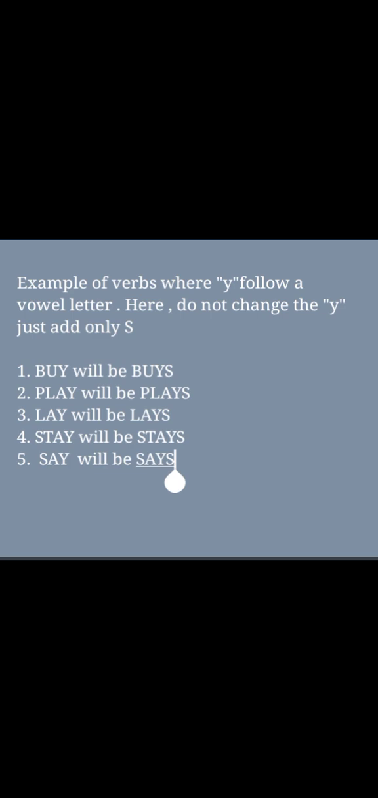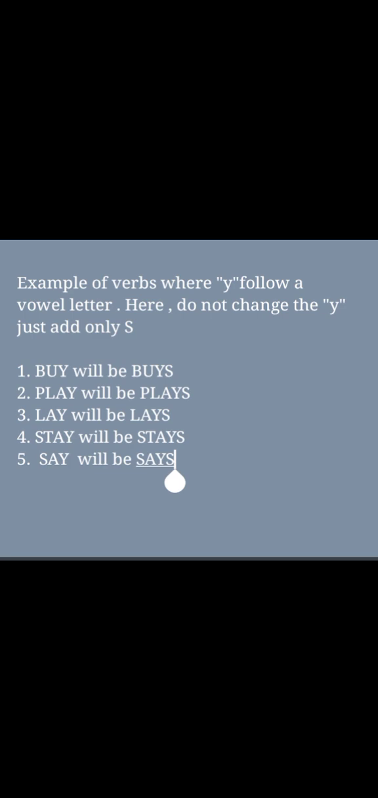Examples of verbs where y follows a vowel letter. Here, do not change the y, just add only s. Do not change the y where the y follows a vowel letter, but add only s. An example of this, we have buy. If you look at the word buy, the y there is following u, and u is a vowel letter. Because of that, we are going to add only s. So buy, the singular form will be buys.